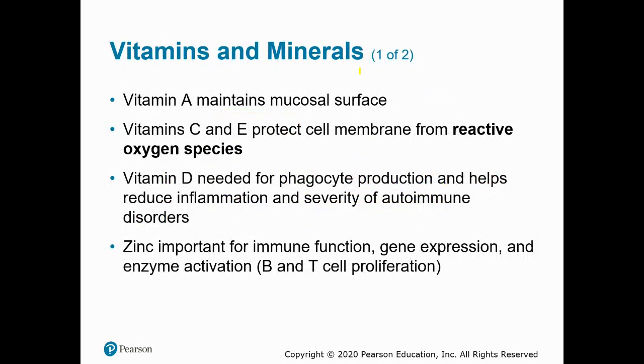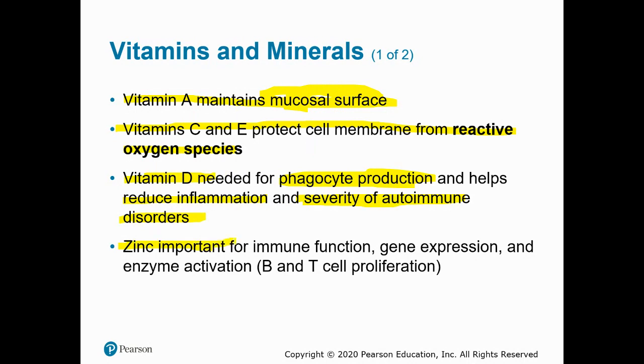And then some of the vitamins and minerals that support healthy inflammatory response and therefore a healthy immune system. Vitamin A supports the maintenance of our mucosal surfaces, so that's your innate immune system. Vitamin C and E act as antioxidants, right? So they help neutralize those free radicals. Vitamin D supports our immune system because it supports phagocyte production, so kind of a type of macrophage. And it also can support that anti-inflammatory pathway and seems to support a reduction in the severity of autoimmune disorders.